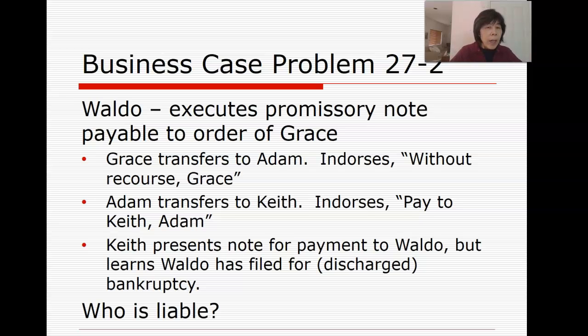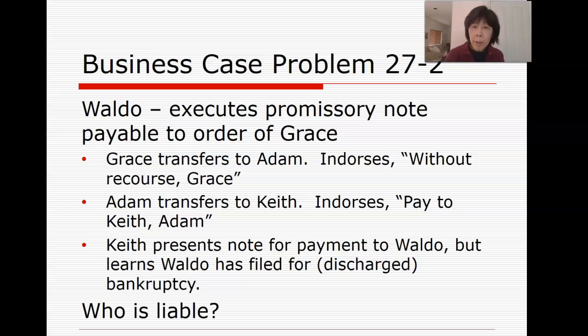All right, so what do you think here, though? Keith gets the note. He finds out Waldo is filing for bankruptcy. Where does that leave him? Can he collect from Waldo? No, because bankruptcy will discharge Waldo from his debts, including the note. Right? All right, let's take a look at who else Keith can look to pay on this instrument.